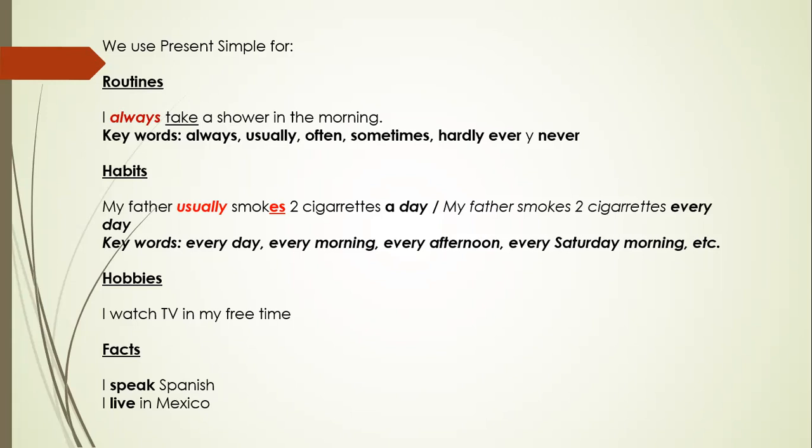Now, we use present simple to talk about habits. My father usually smokes 2 cigarettes a day. My father smokes 2 cigarettes every day. Look at this. We also use time expressions for present simple, like every day, every week, every afternoon, every Saturday morning. All the time expressions that start with every are used in present simple, okay? Todas las expresiones de tiempo que empiezan con every se utilizan en el presente simple. That is why they are keywords. También son palabras claves, ¿ok?